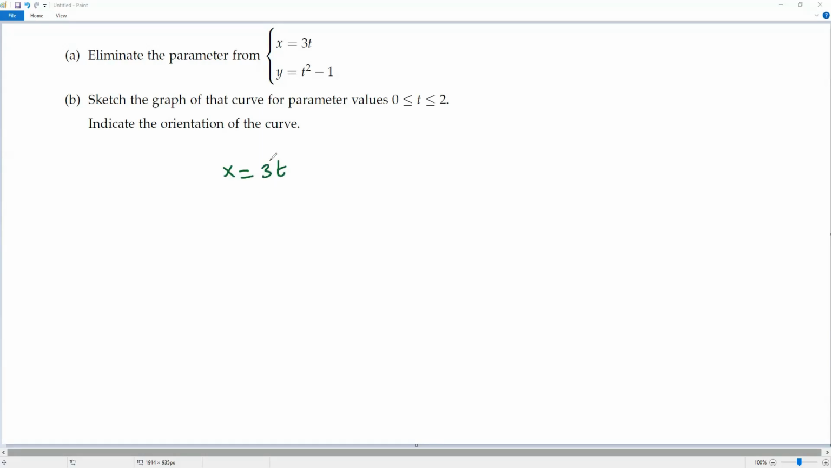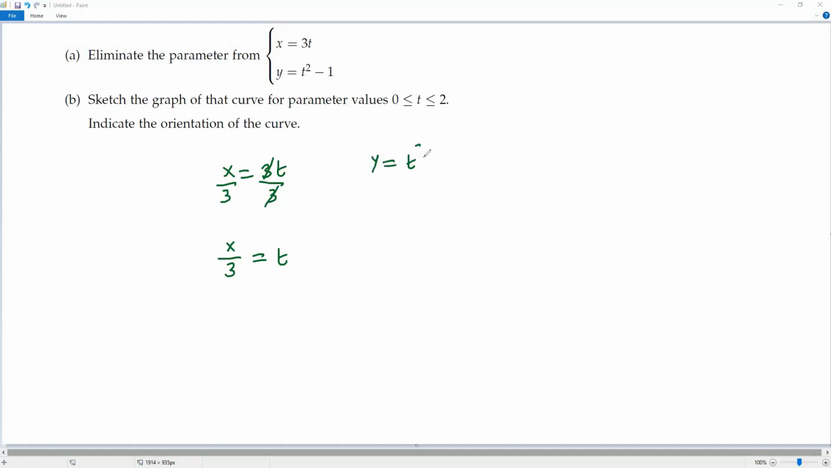Okay, to solve for t, I have to get rid of this 3 which is in multiplication. So to get rid of this 3, I have to divide both sides by 3. So this 3 will cancel out. I get x over 3 is equal to t. Okay, now I have solved the first equation for t in terms of x, that is t is equal to x over 3.